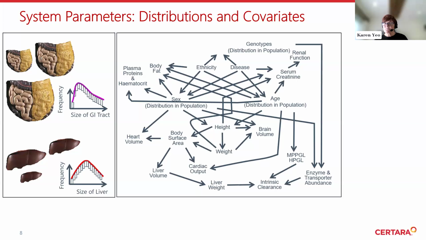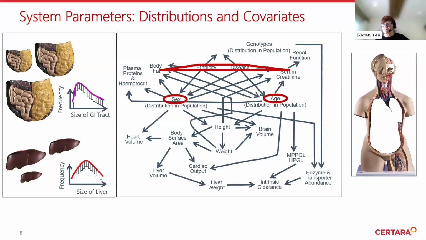And so where possible, we try and build in this covariate relationship. So look at the age, gender, also the impact of ethnicity and disease. And so we're trying to build individuals that actually reflect the real life scenario. And of course, we use a correlated Monte Carlo approach to capture individuals with appropriate size organs, as we can see on the right-hand side here.